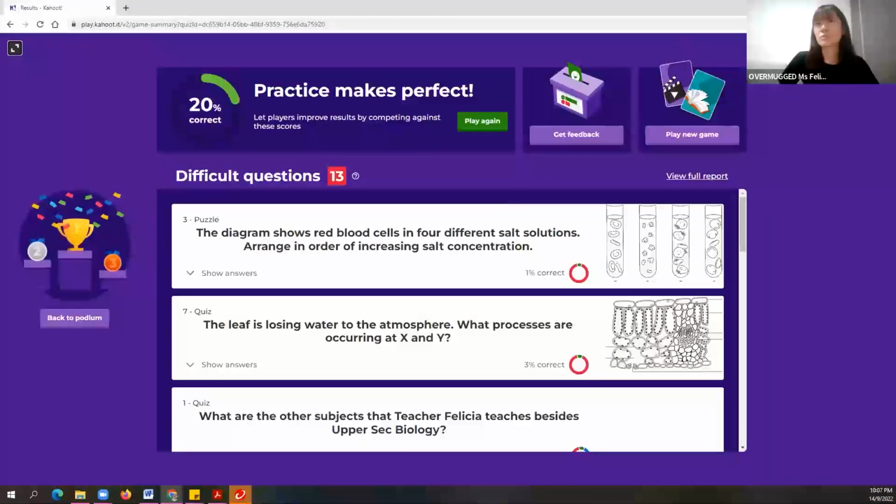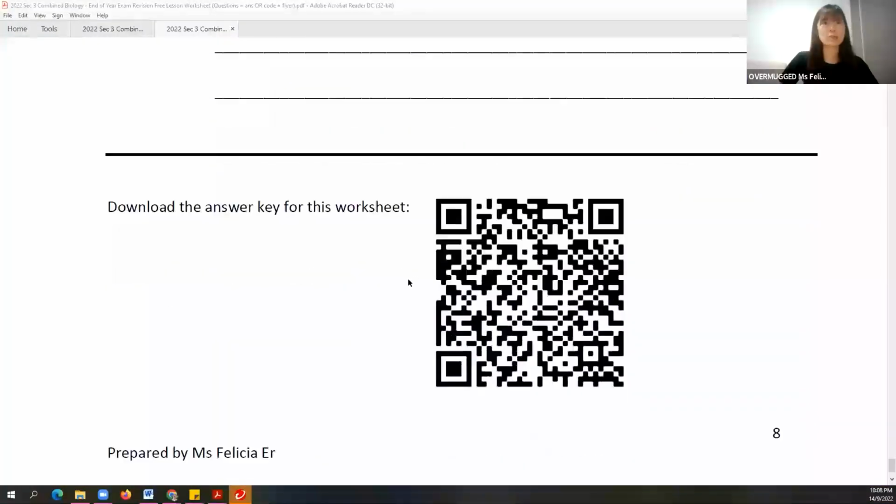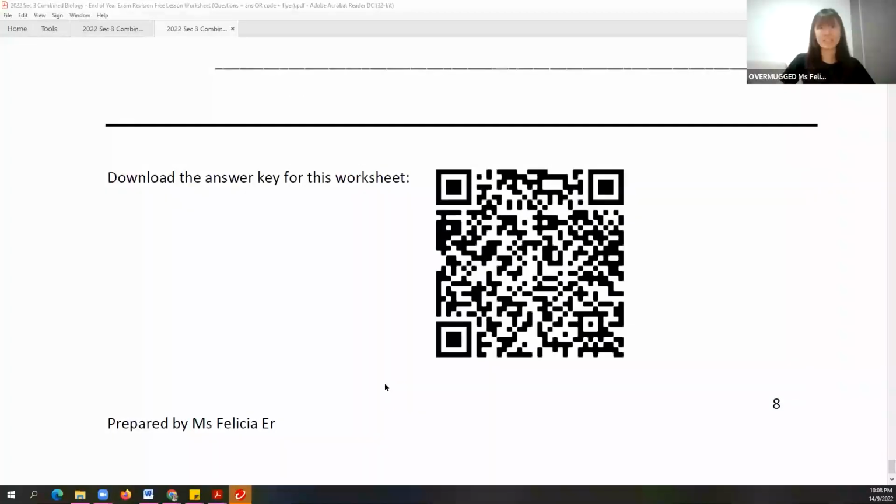Yep, so it will be the answer. Yep, here is the answer key for today's worksheet. You can scan and get a copy of it. So that will be all for today.